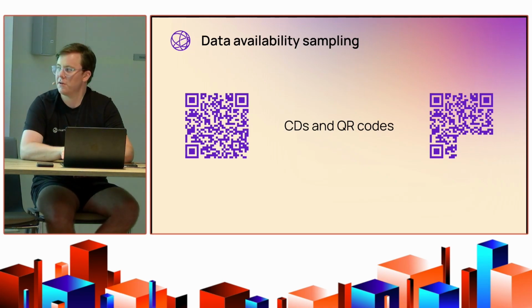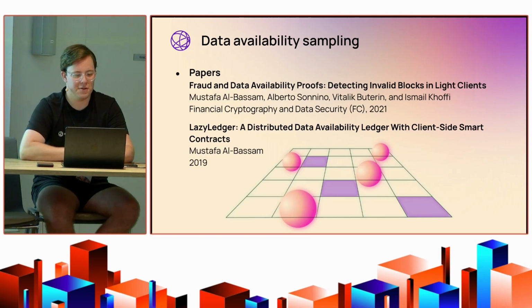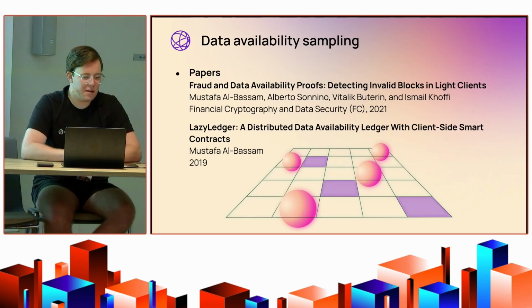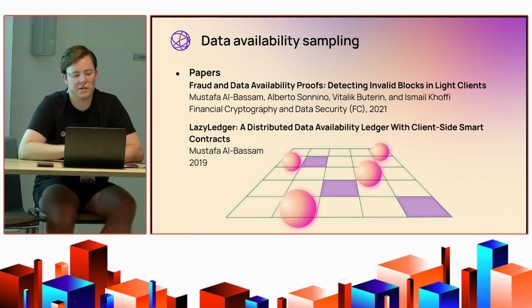So I think these QR codes might go to the docs on how to run a node. If you're interested in learning more about this, I recommend reading Mustafa's papers. I would say first reading Lazy Ledger, which is pretty much the design for Celestia and the previous name for the project. And then there's also a paper written by Mustafa, Alberto, Vitalik, and Ismail on fraud proofs and data availability. This is also one of the core concepts of how we are building Celestia.